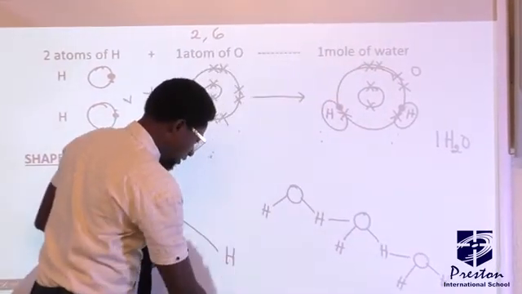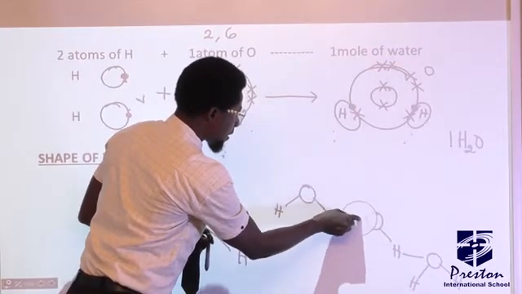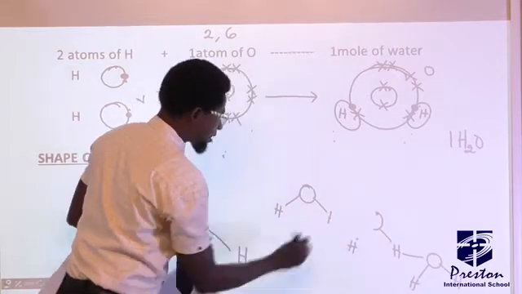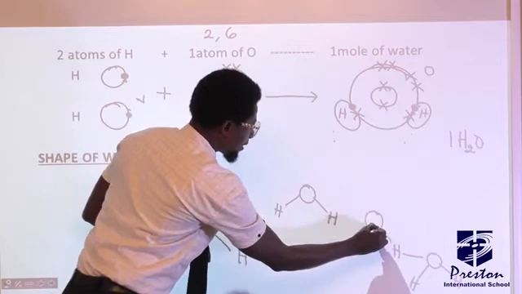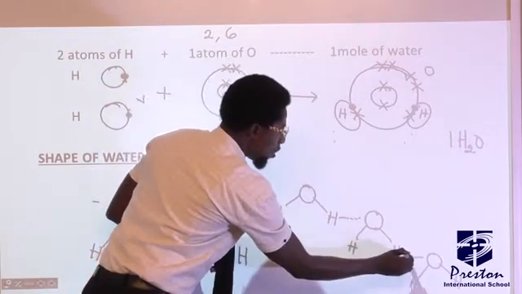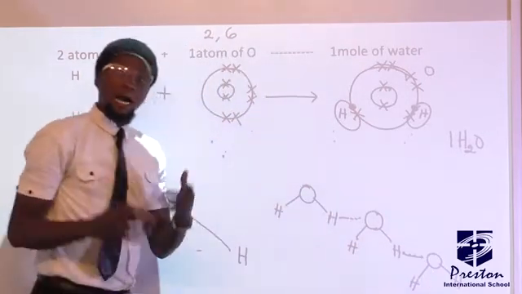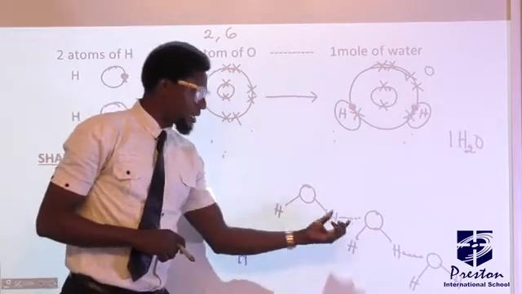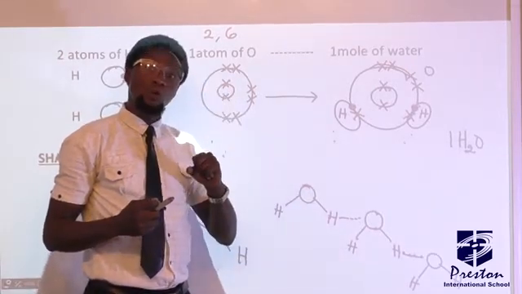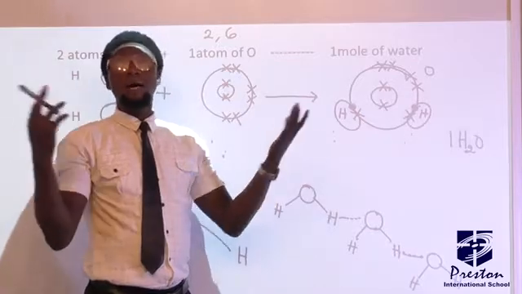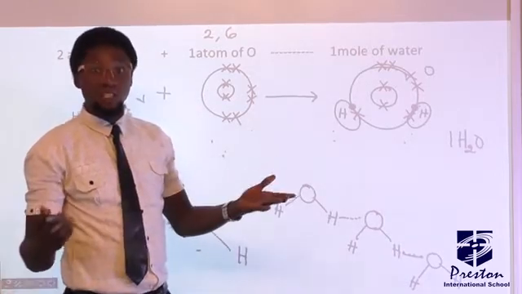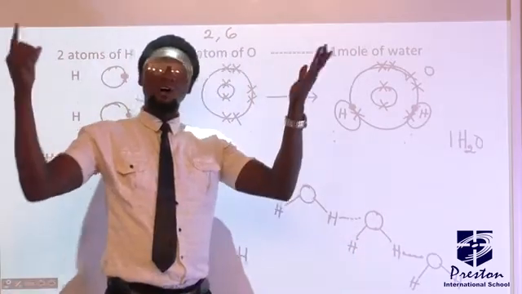Now, the type of bond that is formed between this hydrogen and oxygen, you call it a hydrogen bond. You call it what? Hydrogen bond. And this hydrogen bond is responsible for the reason why water is said to be liquid at room temperature, compared to other compounds like carbon dioxide, which has a greater mass number, yet is in a gaseous state. So this one is in a liquid state, while carbon dioxide is in a gaseous state.